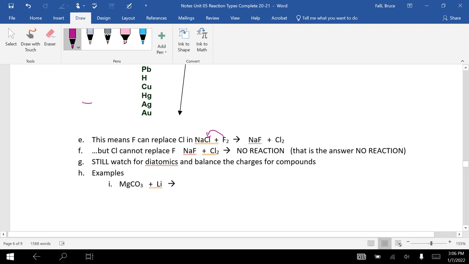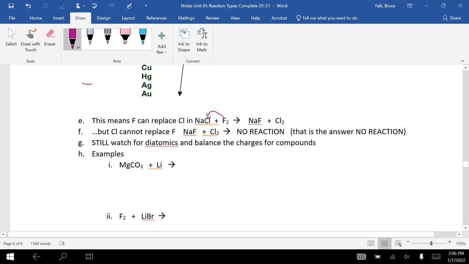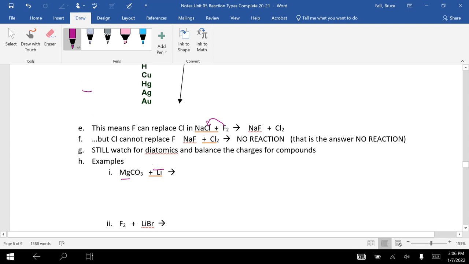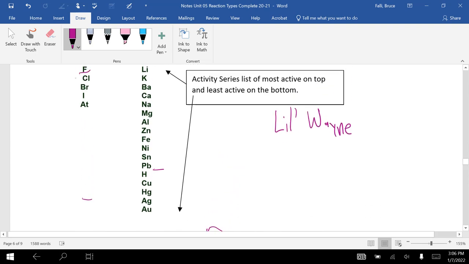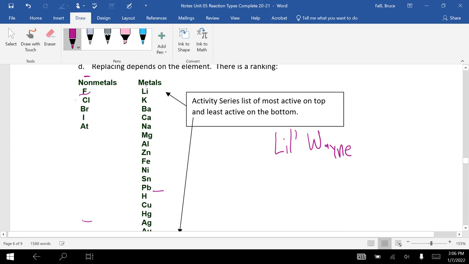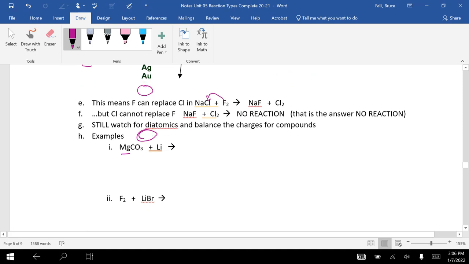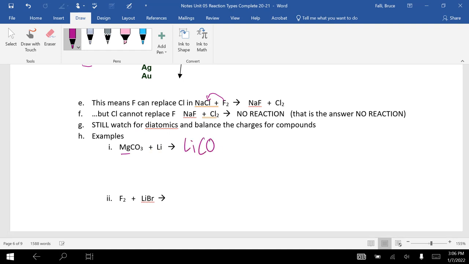All right. You're still going to watch for diatomic elements, and you're going to balance the charges for the compounds. So here we go. Mg, CO3, and Li. So let's see. Let me look at Li. Li has to find either Mg, hey, there it is, or CO3, and CO3 is not on there. So lithium was higher. Lithium is higher, so it can happen. So I'm going to Li, CO3 plus Mg, right? Now I made a new compound.